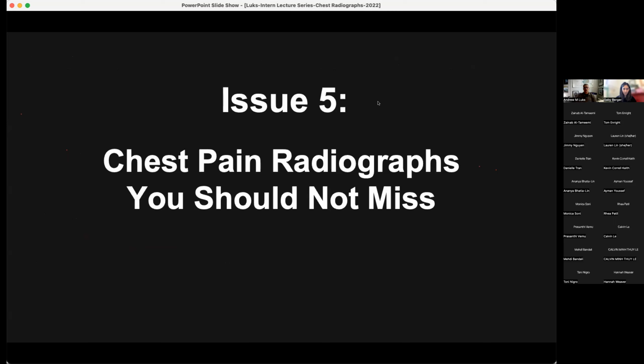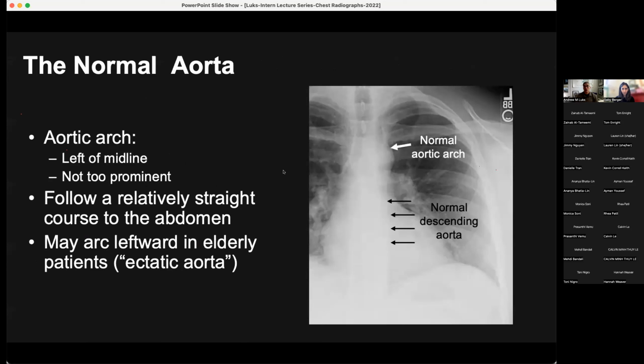So we're going to finish up today by talking about some radiographs that you can see in patients with chest pain due to various causes that you don't want to miss. The first thing we're going to talk about is aortic pathology. In terms of what you want to see for a normal aorta on a film, you should see the aortic arch to the left side of the patient's midline, and it shouldn't be too prominent. It should be about the size of a quarter, maybe a 50-cent coin, on the patient's film. And then the aorta should follow a relatively straight course down into the patient's abdomen.